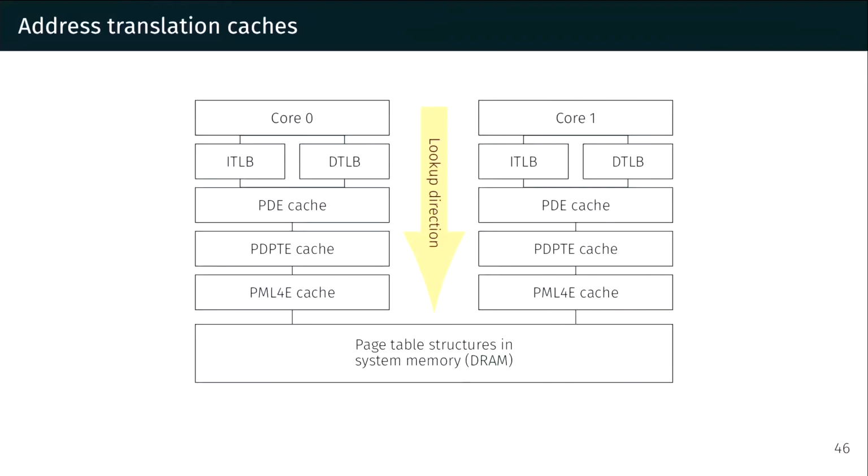So we can do better than that, and that's why Intel introduced additional caches also for all of those levels. If it wants to translate an address, it takes a look at the ITLB for instructions and the data TLB for data. If it's there, you can stop. Otherwise, you go down all those levels. And if it's not in any cache, you have to look it up in the DRAM.